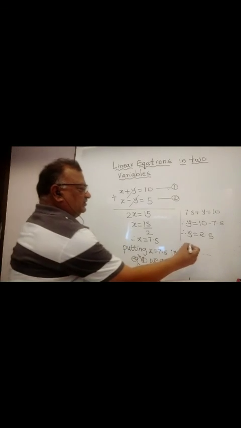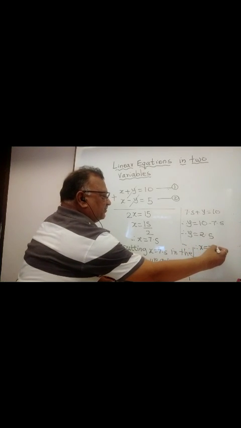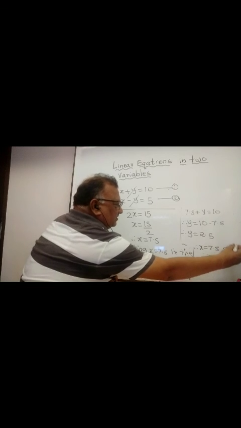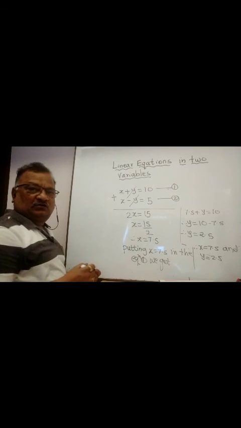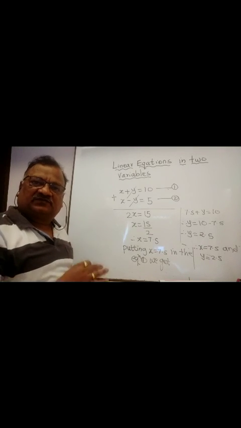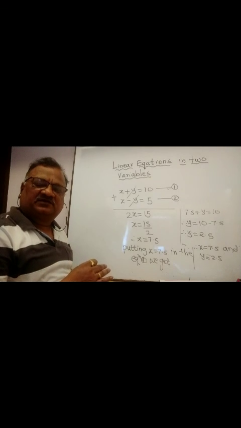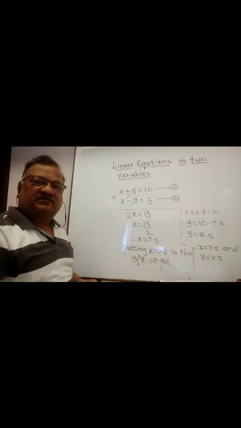And finally, you will write the answer in this way. Therefore, x is equal to 7.5 and y is equal to 2.5 is the solution of the given simultaneous equations. So this is the simplest of all the problems that we study in linear equations in two variables.